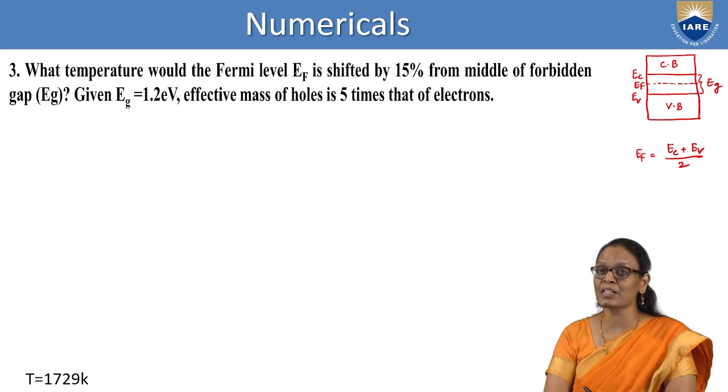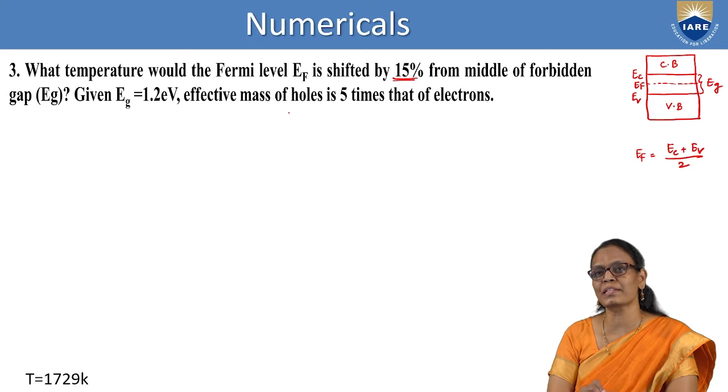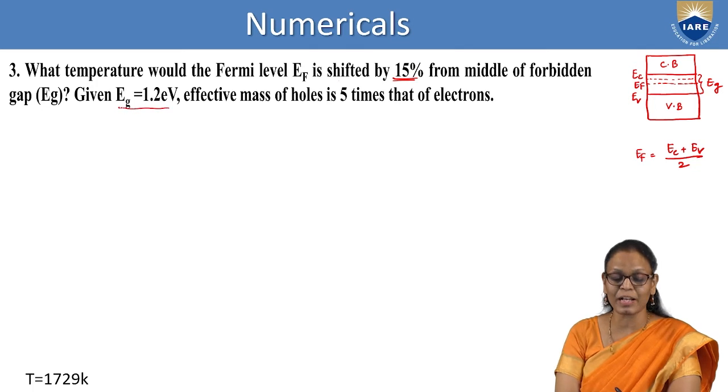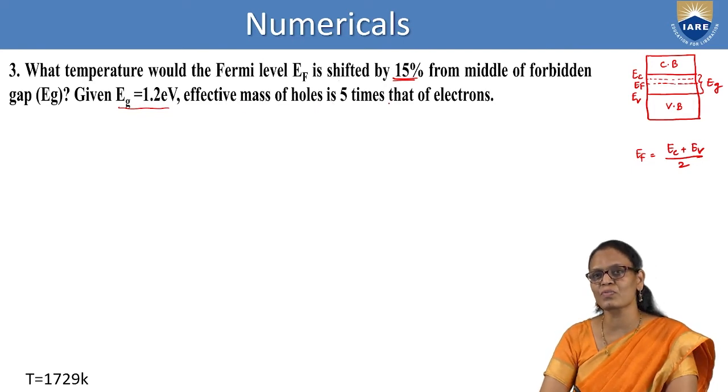Now, when the temperature increases, at what temperature will it shift by 15%? That is what we have to find. So, if the Fermi level is here and it has to shift by 15%, at what temperature will that happen? What is the gap given here? Eg is equal to 1.2 electron volt. The effective mass of the hole is 5 times that of the electron. I hope you understood what is given and what we have to find.